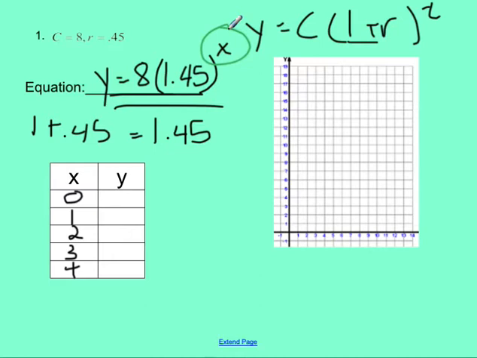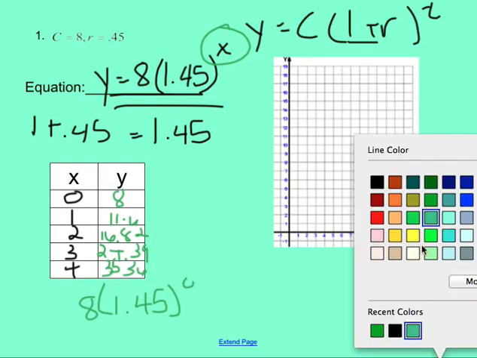When you plug in 0, this is how you would type it into your calculator: 8 times 1.45 raised to the 0 power. You type that in your calculator and you get 8. Then when you type in 1, you get 11.6. Then when you type in 2, you get 16.82. When you plug in 3, 24.39. When you plug in 4, 35.36.